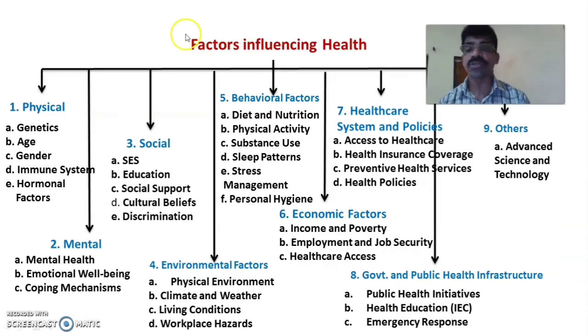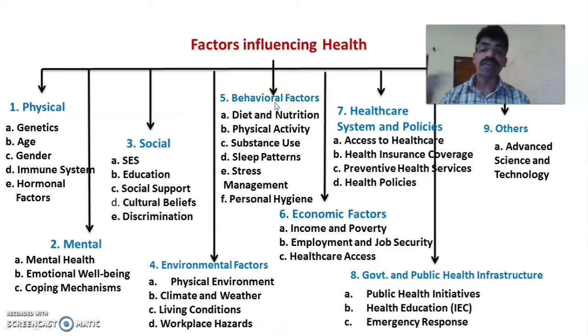So let us summarize the topic. Today we have discussed a number of factors influencing health, major 9 factors. Under physical or biological factors, we have discussed genetics, age, gender, immune system function and hormonal factors and their influence. Second, under mental factors, we have discussed mental health, emotional well-being and coping mechanisms of the individual. Under social factors, we have discussed socio-economic status, education, social support system, cultural beliefs, and discrimination and inequality. Then under the fourth factor, environmental factors, the sub-factors are physical environment, climate and weather changes, living conditions of the people and workplace hazards.